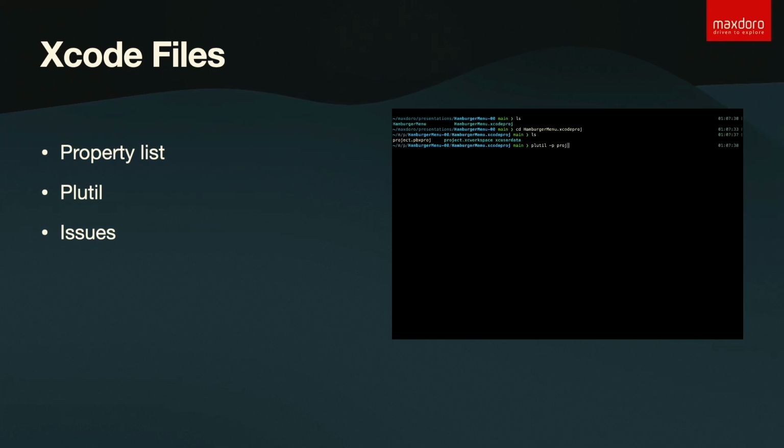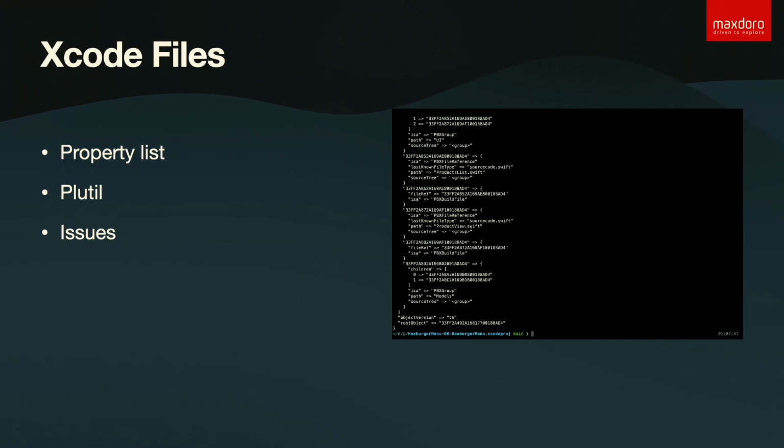And in here you can see I enter the directory Xcode project, and then I use plutil to print out the contents of that property list. And you can kind of already see what's wrong with this file. There's file IDs. It's pretty static. It's not immediately clear what it means, what it does, and what's pointed to what. And that's exactly the issue.